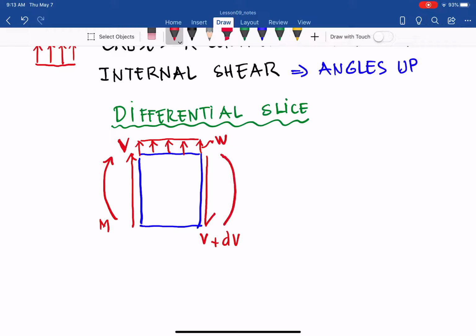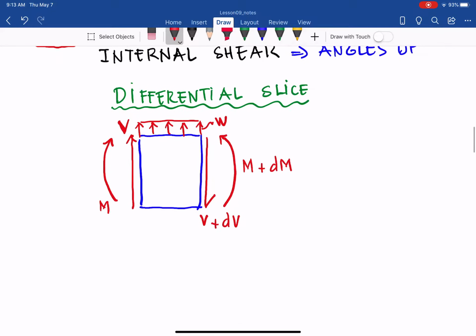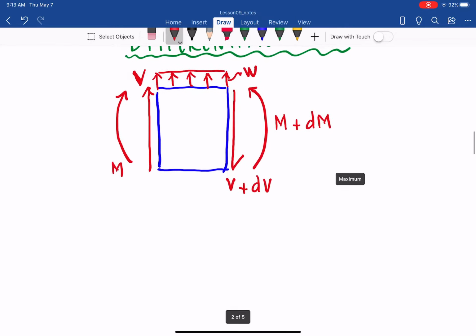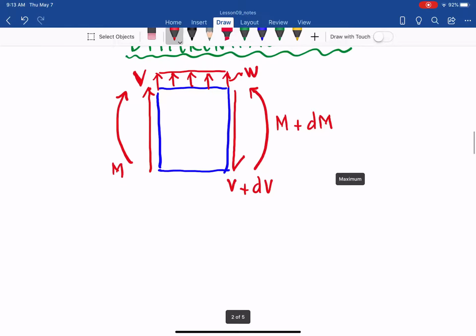Similarly, the moment will be positive, creating a tension in the bottom and compression on the top, and it will be M plus dM. Because we don't know the direction of the shear or moment, we just assume the positive shear and positive moment in each section that we cut. So that is what we have in the differential slice: the external load, in this case W, and the internal resistance forces, shear and moment, on the left and on the right.